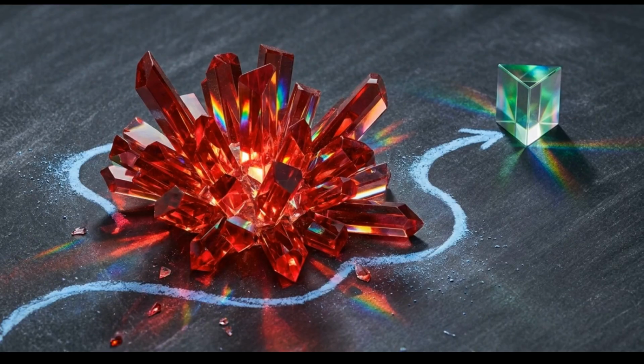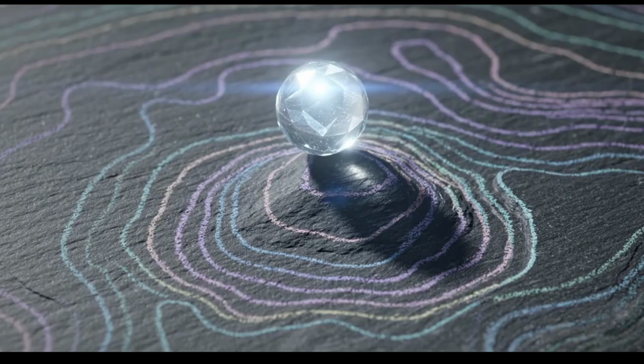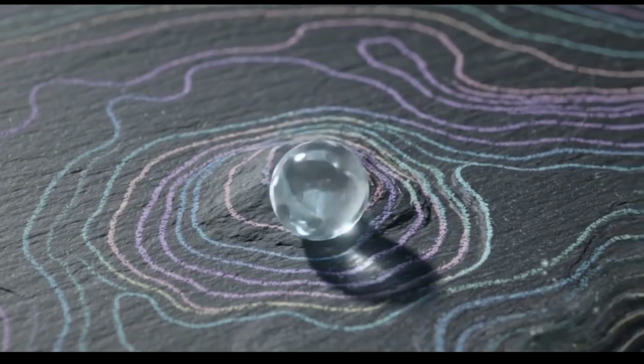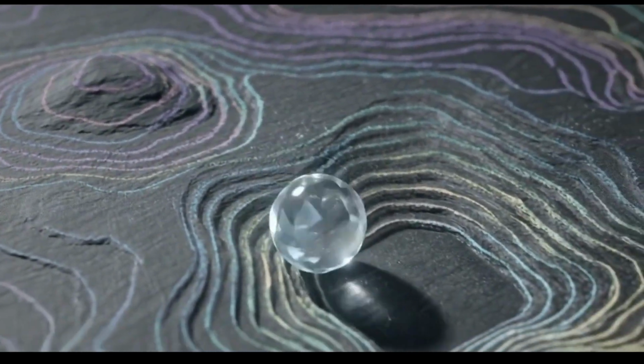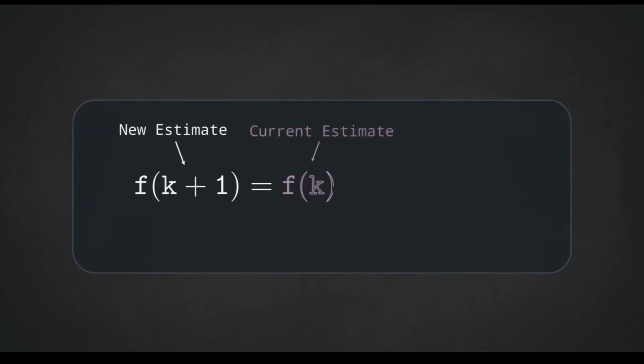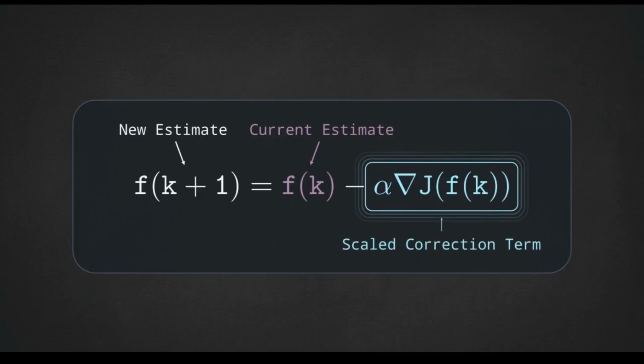This incremental approach provides the opportunity to correct errors that would otherwise lead to the rigid failure states of global inversion. Gradient descent serves as the foundational mathematical engine driving all of these sequential trajectory corrections downward toward the optimal solution. The baseline logic is simple. The new estimate equals the current estimate minus a scaled correction term.